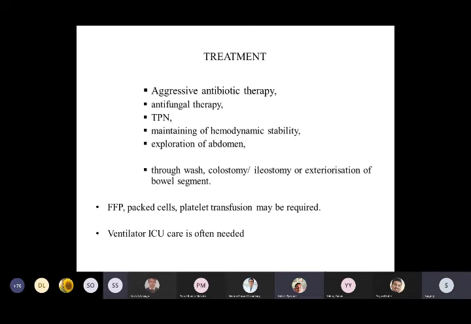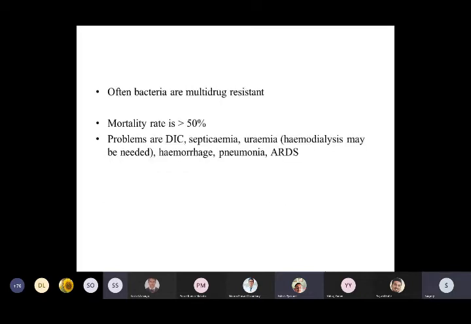Treatment of tertiary peritonitis is aggressive antibiotic therapy, antifungal therapy, total parenteral nutrition, and maintaining hemodynamic stability. Exploration of the abdomen may be done through a vacuum system, colostomy, ileostomy, or exteriorization of the bowel segment. Sometimes fresh frozen plasma, packed cell and platelet transfusions may be required, and sometimes ventilator support and ICU care are often needed. Often the bacteria are multi-drug resistant, and the mortality rate is more than 50%. The problems are DIC, septicemia, uremia, hemorrhage, pneumonia, and ARDS.